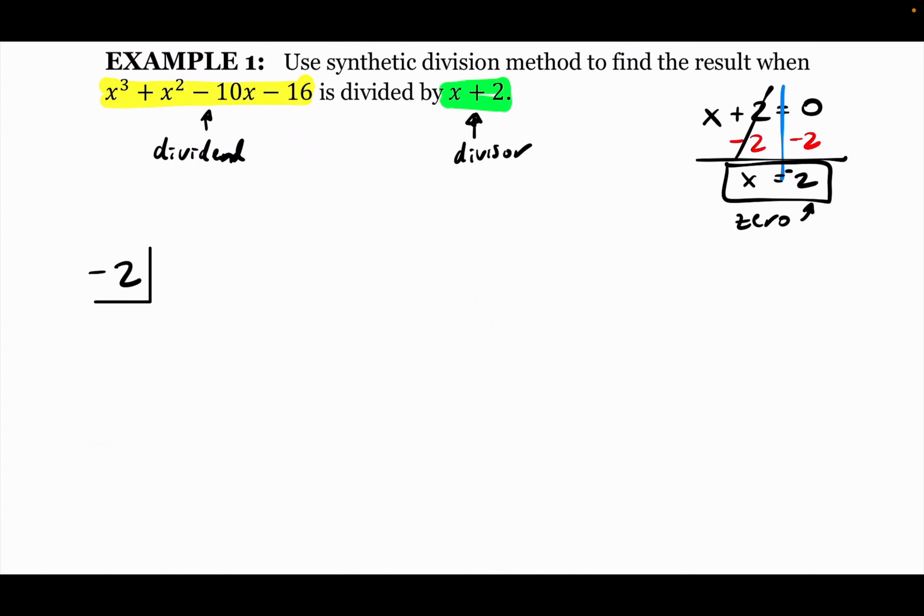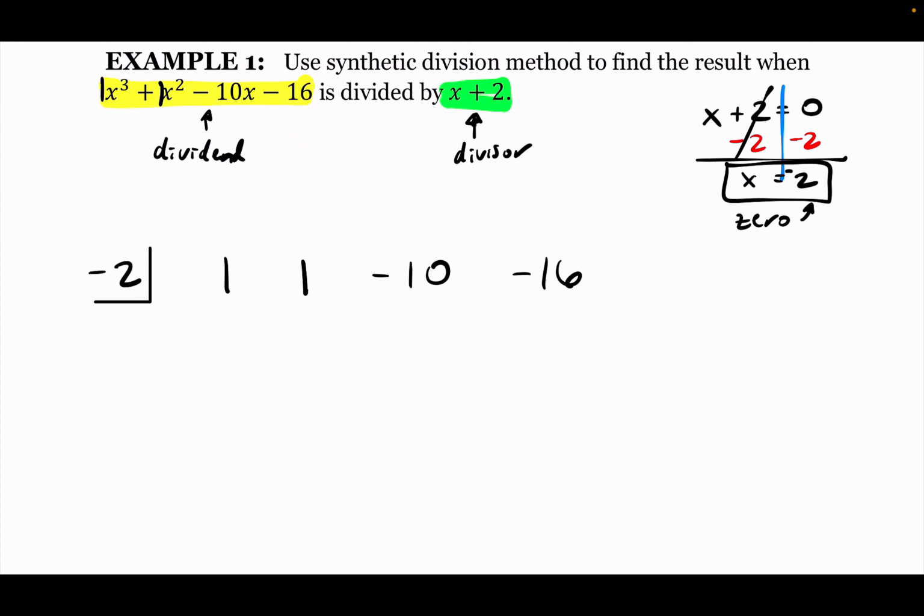So now I need the coefficients, the numbers in front of all the letters. Let's start with x to the third power. What's in front of it? A 1, so I'm going to put a 1 here. What's in front of x squared that we don't write? Another 1. What's the coefficient of -10x? -10. And -16 doesn't have a letter, so it's just -16. That's step 2.